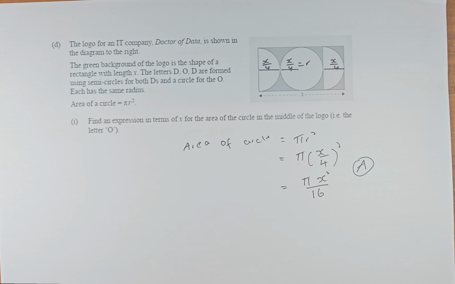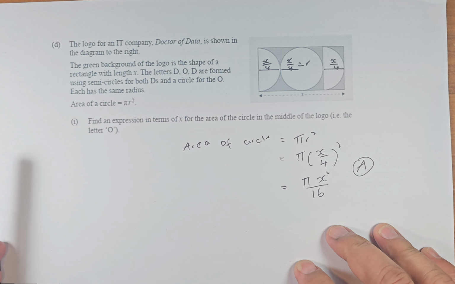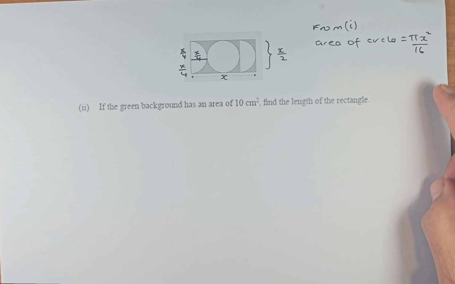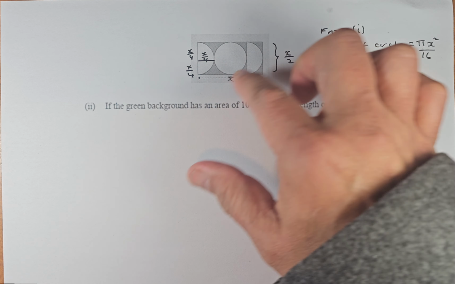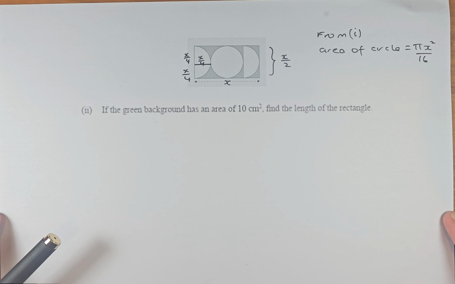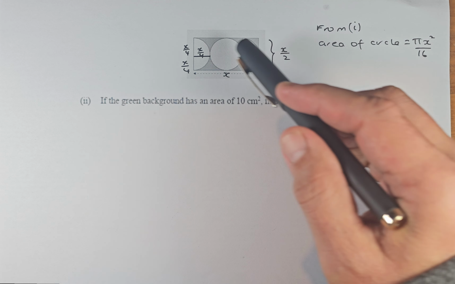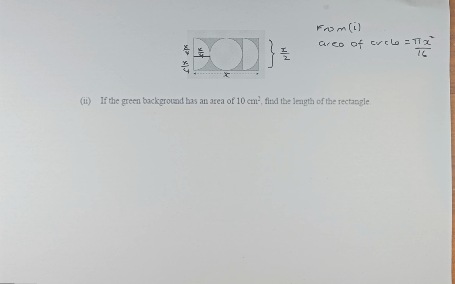So now we are going to do part 2. We need to remember the area of the circle is pi x squared over 16, and I've transferred it to the next piece of paper. So the area of one circle there is pi x squared over 16. Now we're going to read the second part. If the green background, the dark area there, is 10, find the length of the rectangle, which is x. So now we need to solve for x.